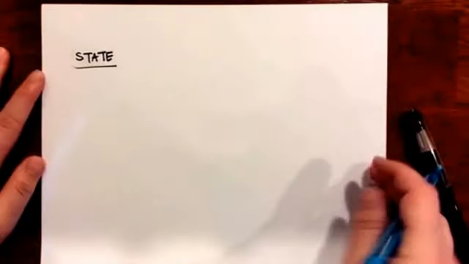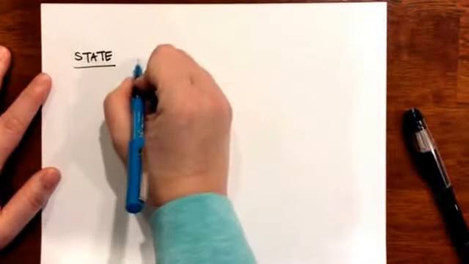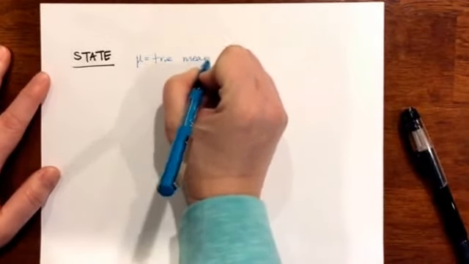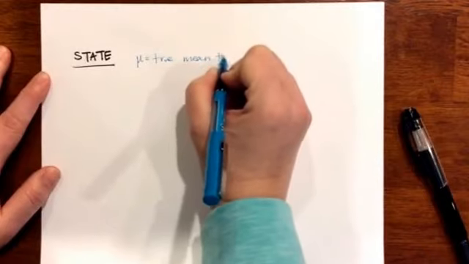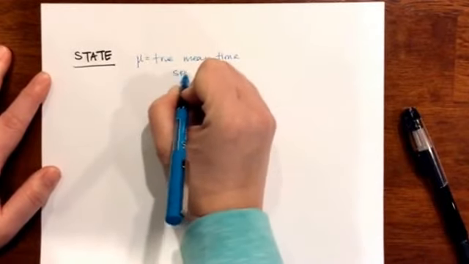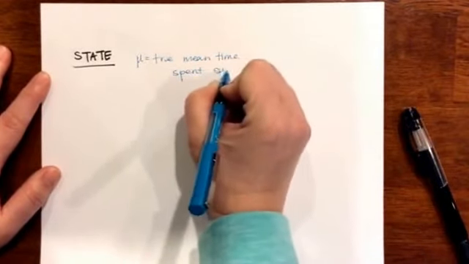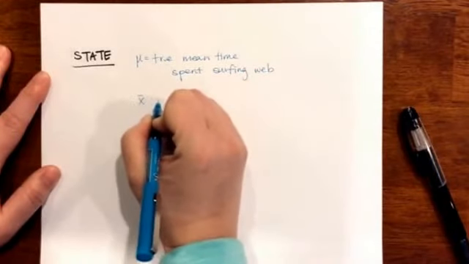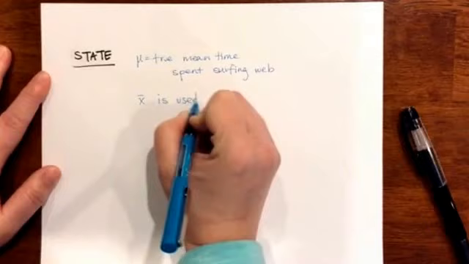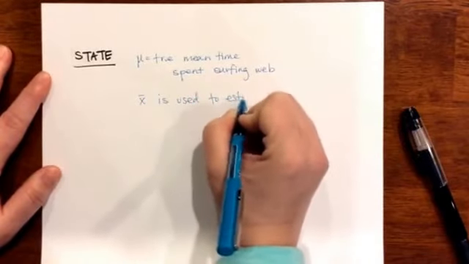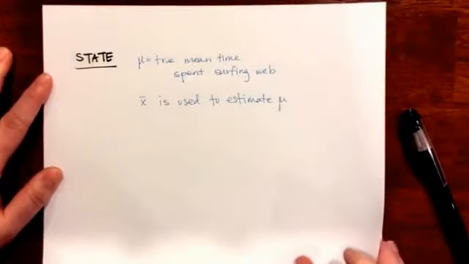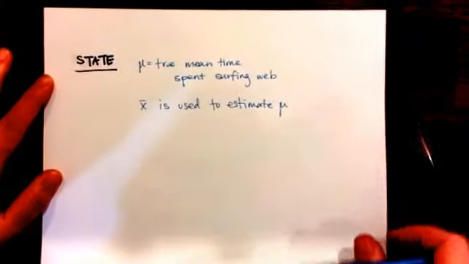Okay, so like we said in the first slide, we're going to state the parameter, and the parameter here is the true mean time spent surfing the web. And x bar is used to estimate mu. All right, so that's the first part of our confidence interval.